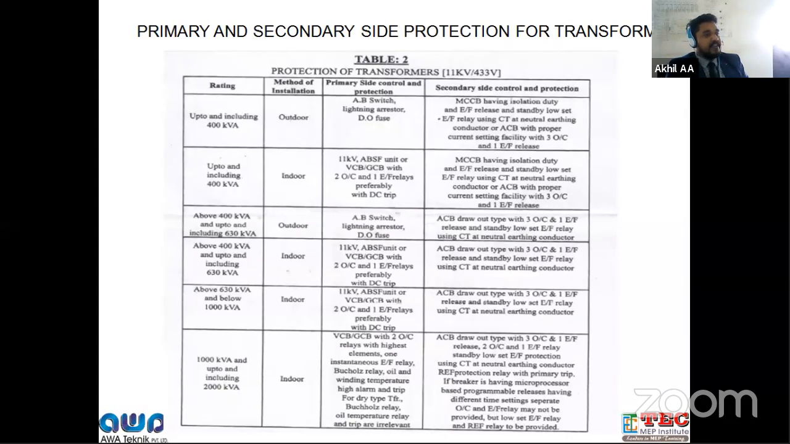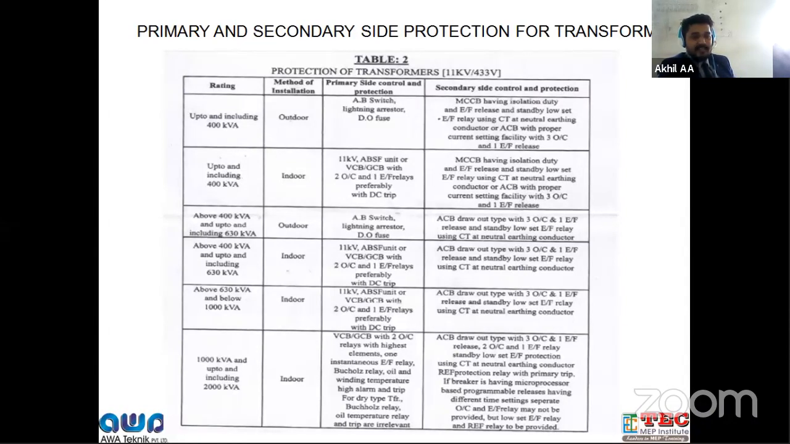So these are the primary and secondary side protection for a transformer. When you choose a transformer, here you can see the method of installation, the rating, the primary side protection and the secondary side protection. If you are taking an indoor transformer, you can see in the second row, up to and including 400 kVA indoor, the primary protection is an 11 kV ABSF unit, air break switch fuse unit, or vacuum circuit breaker or gas circuit breaker, with 2 overcurrent and 1 earth fault relay, preferably with a DC trip. And the secondary protection is an MCCB having overload and earth fault release and standby low set earth fault relay using CT, or current transformer, at the neutral earthing conductor, or an air circuit breaker with proper current setting with 3 overcurrent and 1 earth fault. Either you can use ACB or MCCB.